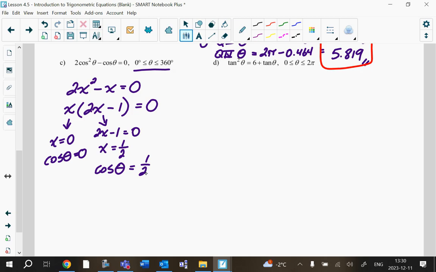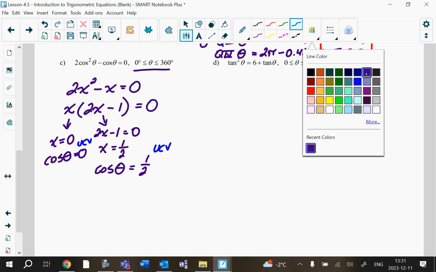Unit circle values. Cos theta equals 0. Can I use the unit circle? Yeah, I can. How about cos theta equals 1/2? Yep, I can use that too. It's always nice when we see those ones. Makes life a little bit quicker.